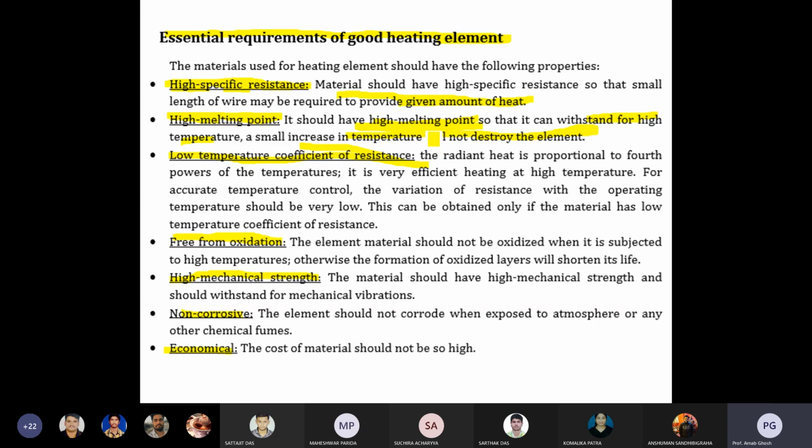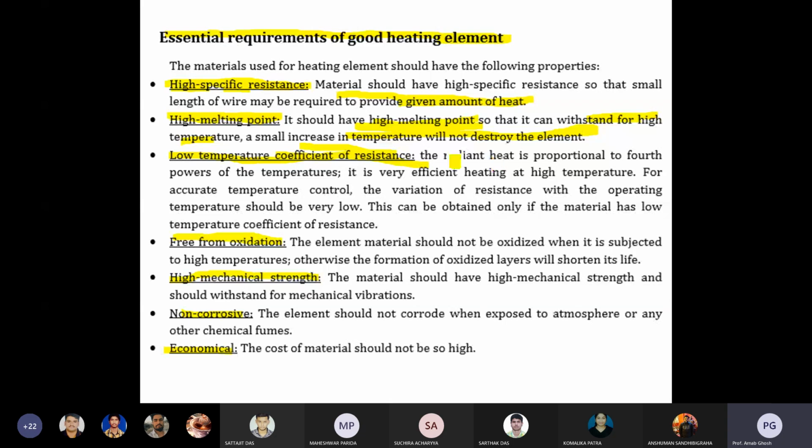Or you are using an electrical oven, where you are going to use the charge material for melting purposes. That container should have a high melting point and a low temperature coefficient of resistance.